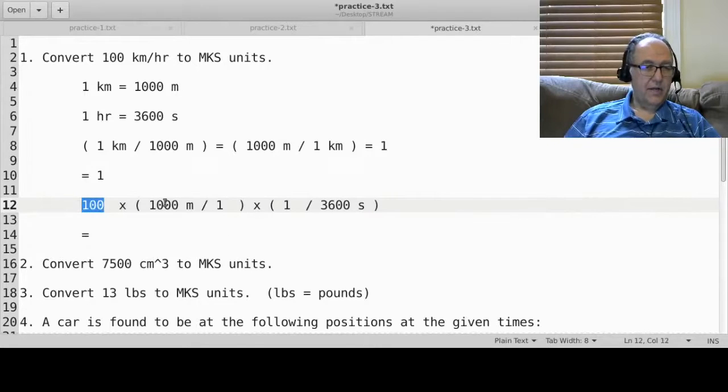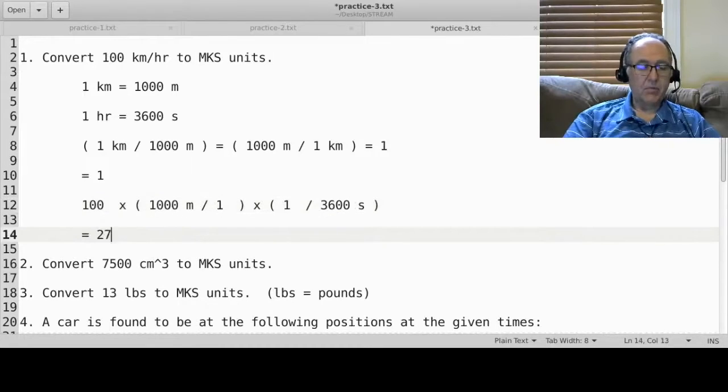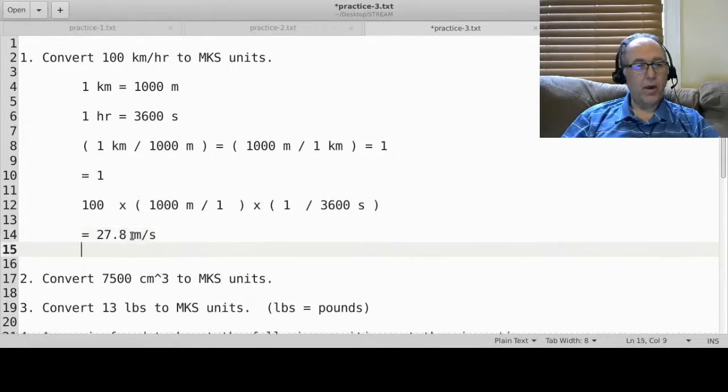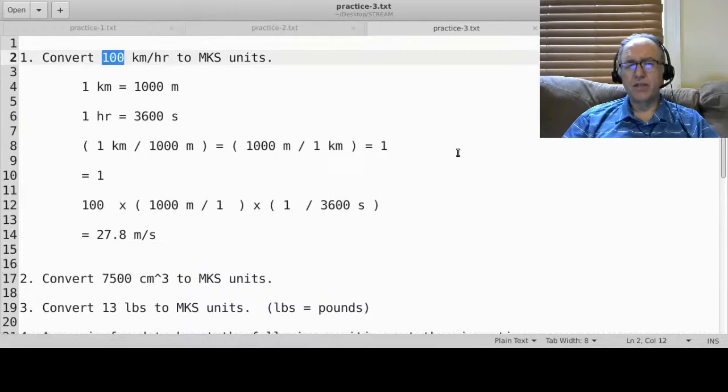And so you're going to get 100 times 1,000 multiplied by 1 over 3,600, and that one equals, I've done this so many times I've got the answer memorized, 27.8 meters per second. Okay, so this is the same as the one that I did during the lecture, but I think there, if my memory serves, I did 50 kilometers per hour rather than 100 kilometers per hour. Okay, so there it is.